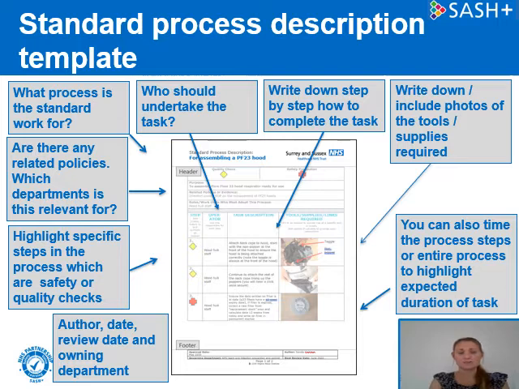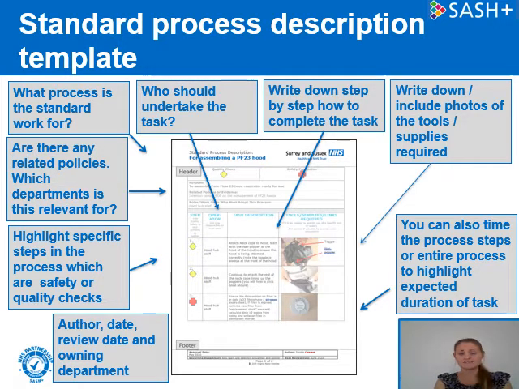So this is an example of a standard process description template. So this is what is used to document the standard work. So the first thing is identifying which process is the standard work for. Then you need to identify, are there any related policies or departments that this standard work is relevant for?